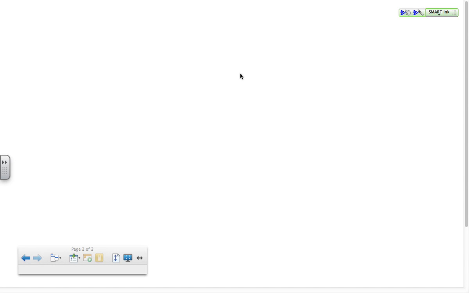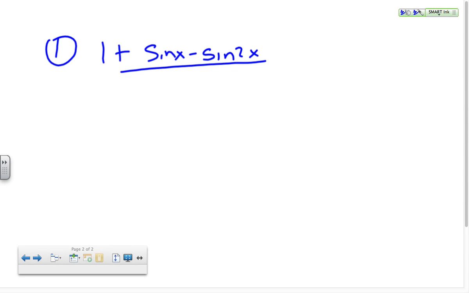So I'm going to start with this function right here. What's nice about this is it gives you direction. It gives you a problem: 1 plus sine x minus sine squared x, over cosine of x. And now I want to prove that this is the same thing as cosine of x plus tangent of x.